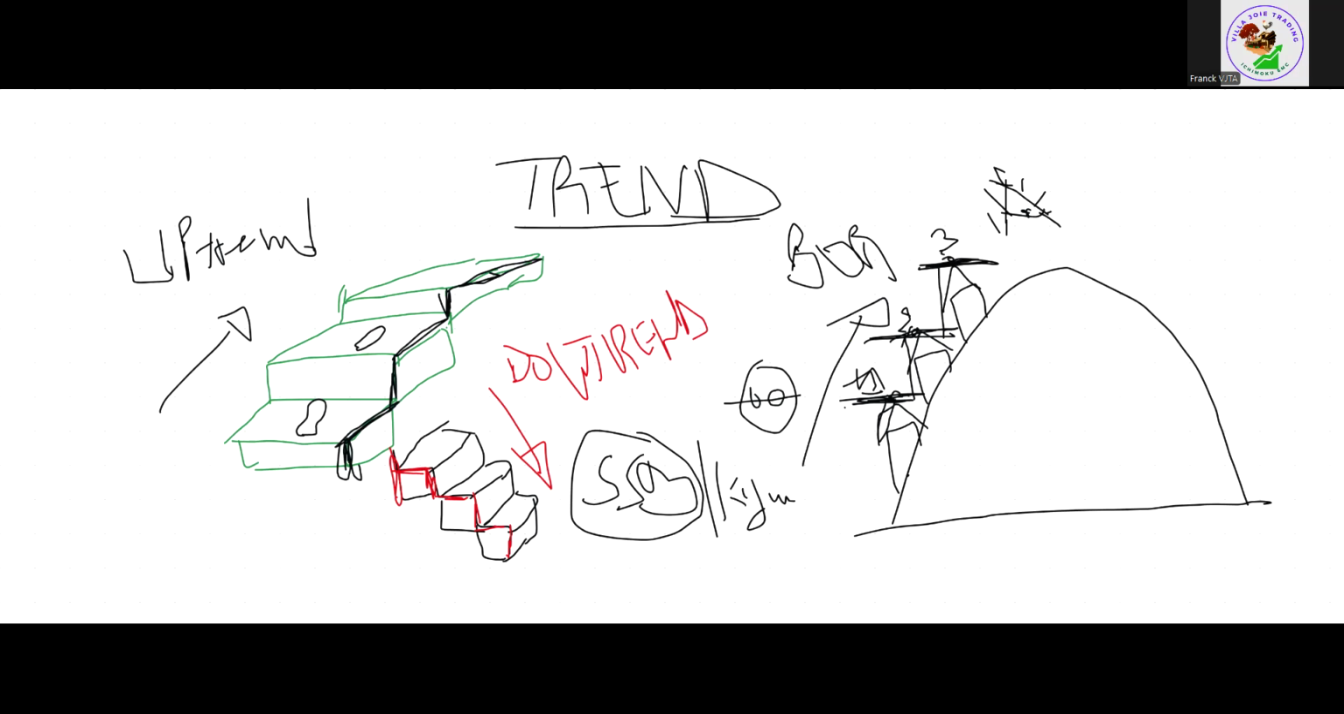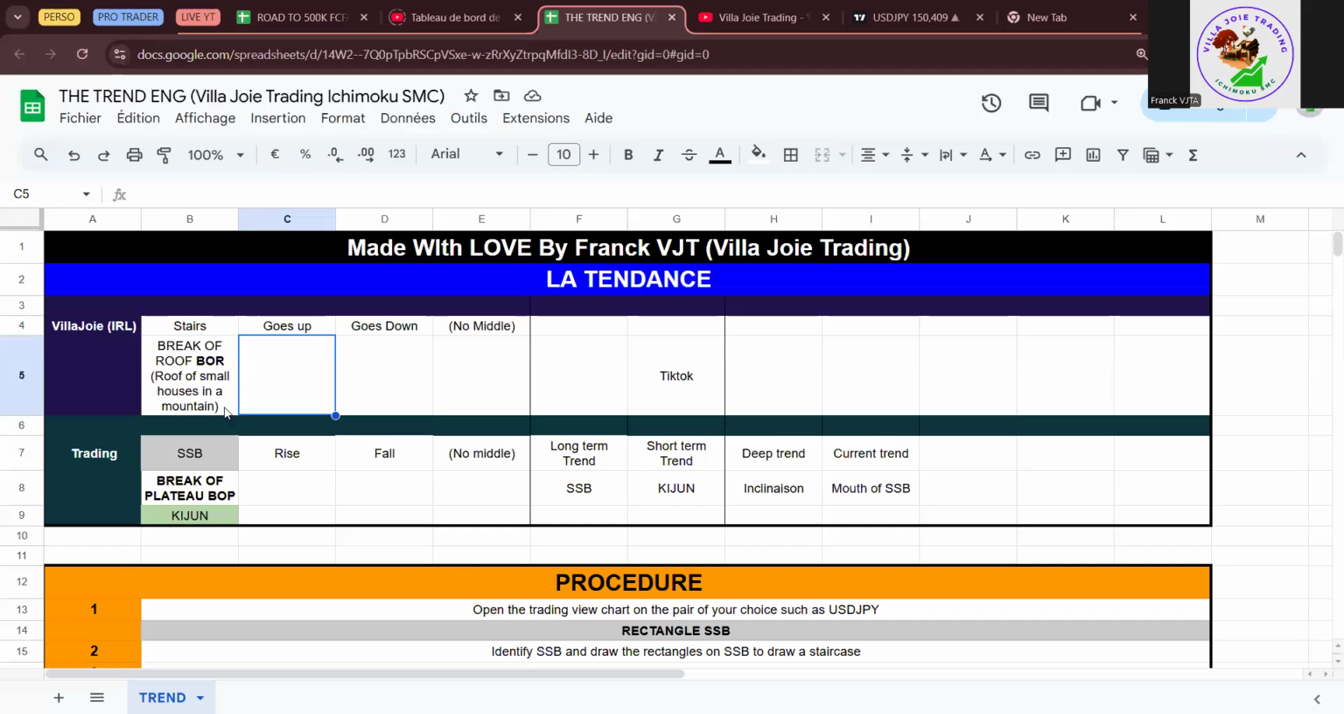Okay, so let us go now to the chart, and I'll show you with TradingView. As I told you, in real life we talk about stairs. It's rather a trend that goes to the upside that we call an uptrend. So an uptrend or a downtrend. There is no middle. There is no middle.